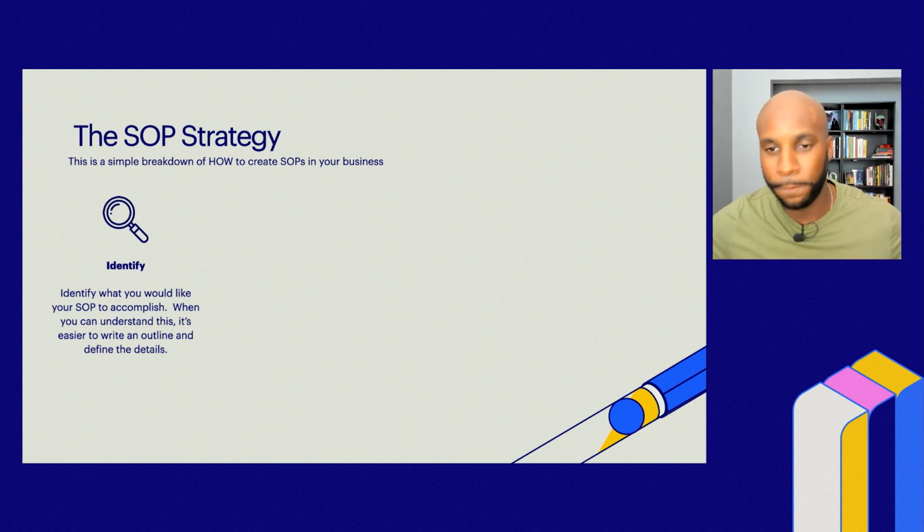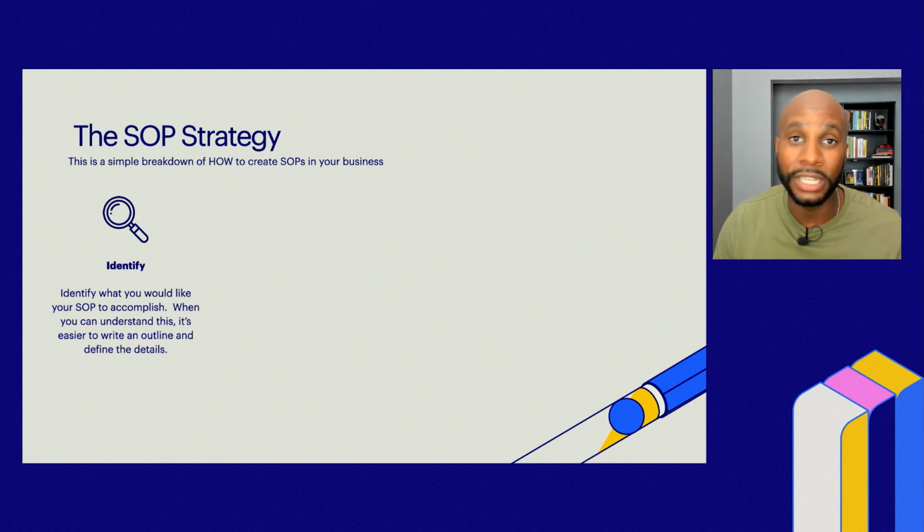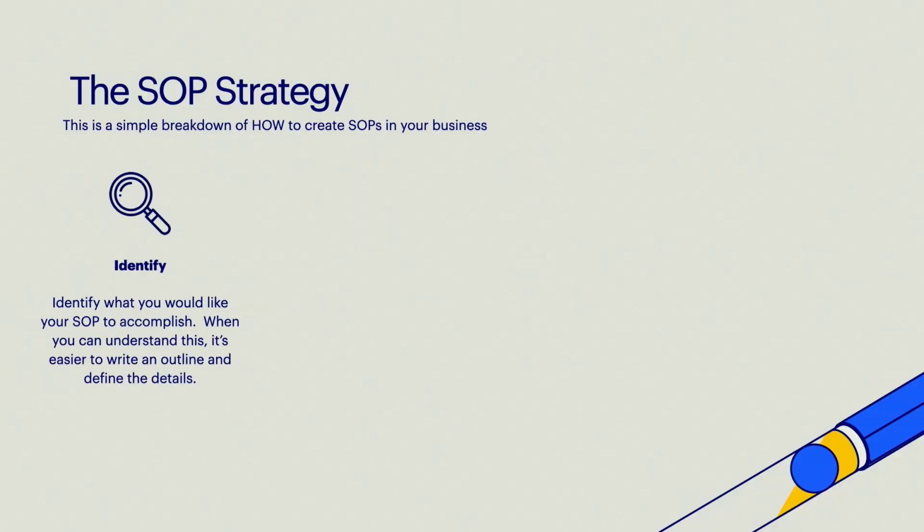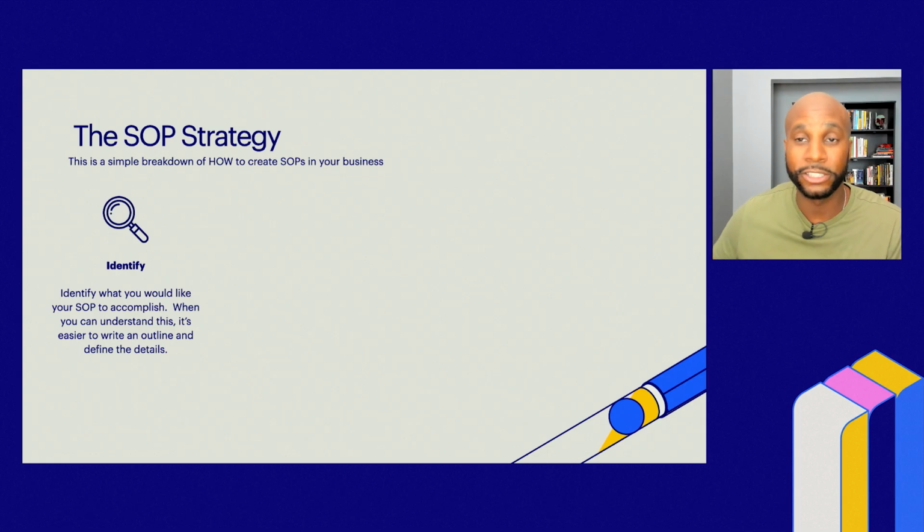First thing you want to do, get your paper, get your iPad, get your Procreate up, get your Apple Pencil, whatever you need. Identify what you would like your SOP to accomplish. When you can understand this, it's easier to write an outline and define the details. And we'll go into specifics when I show you the example SOPs in a few minutes. So 1, identify, right? Think about what you need to create an SOP for.